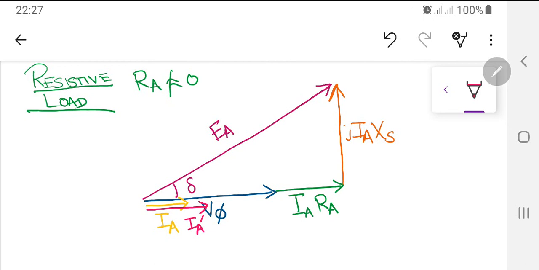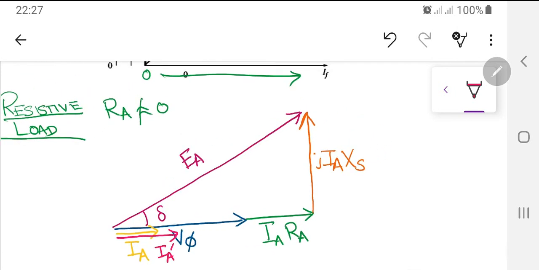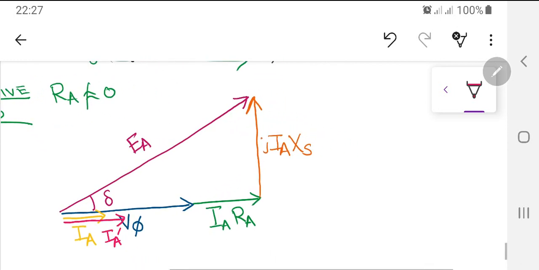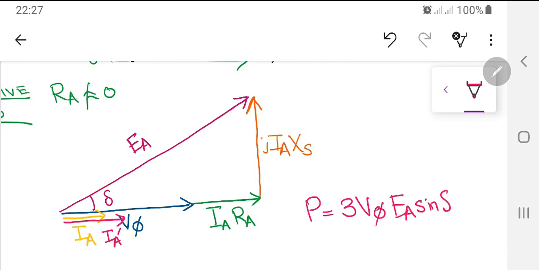Please remember, the magnitude has changed, the angle is not going to change, it's still a resistive load. Now what will happen over there? This is very important stuff, please kindly see this. Now if you remember your power equation, what was the power equation? The power equation was equal to 3 V phase EA sine of delta divided by XS.